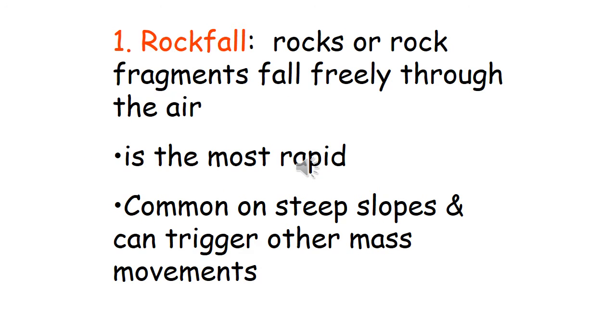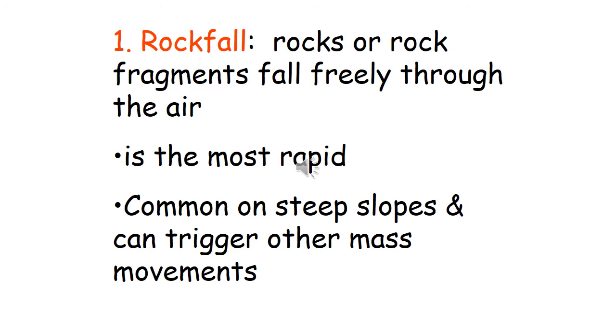Okay, so the first type of mass movement is falls. So we have rock falls in particular. We have rocks or rock fragments that fall freely through the air. They tumble down the side of a mountain. It's very, very rapid, and it's common on very steep slopes. It can trigger other mass movements. Those rocks tumbling down can loosen other sediments as they roll down a hill.